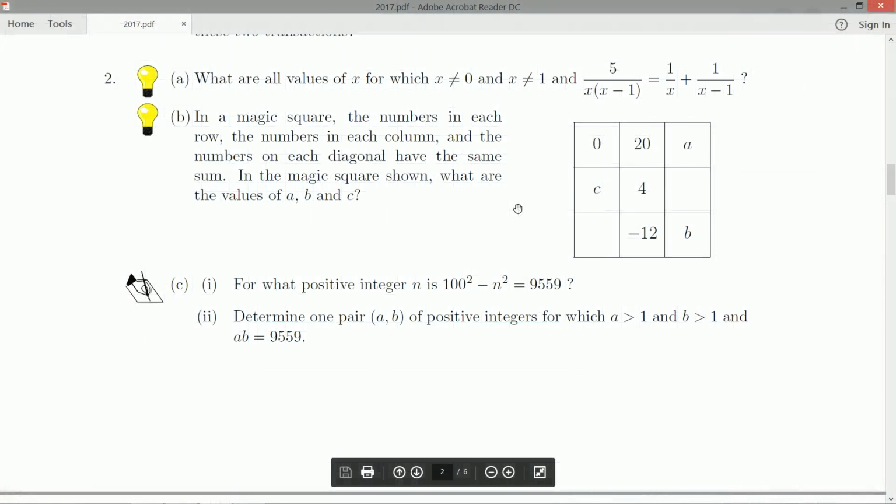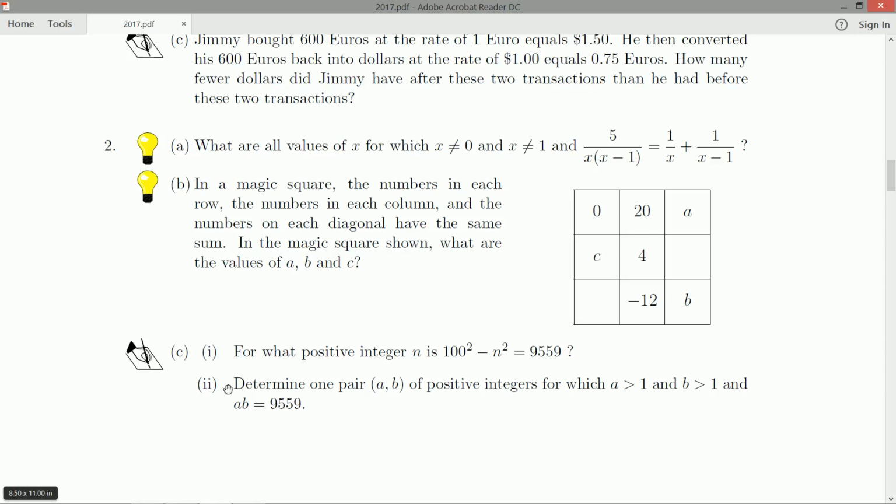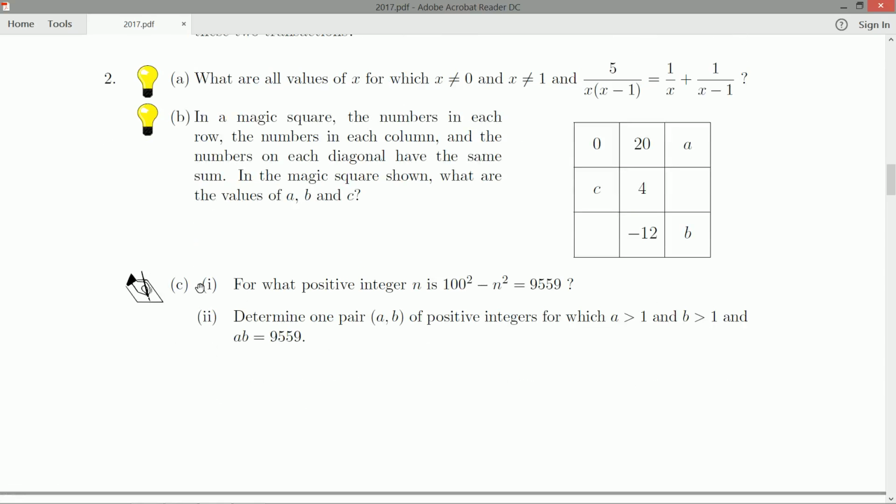Alright, one more part to go, and we'd actually have to justify for this one. And C part, and it looks like they've snuck in 2 parts here. So this is really an A, B, C, and a D, but that's okay. So C, for what positive integer n is 100 squared minus n squared equal to 9,559?